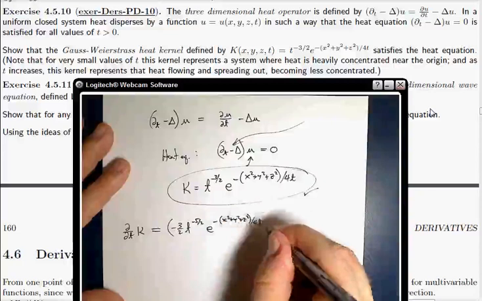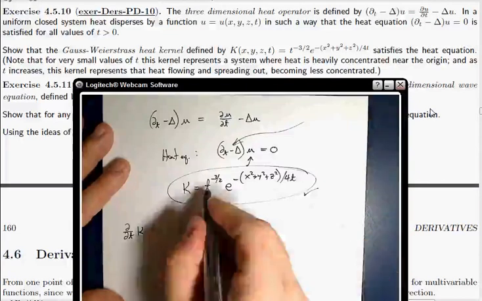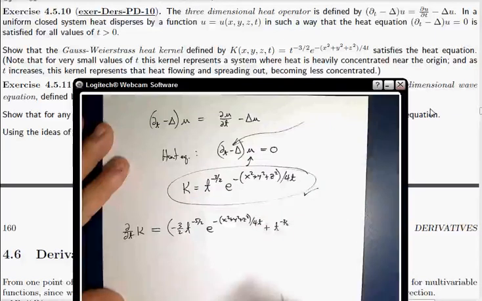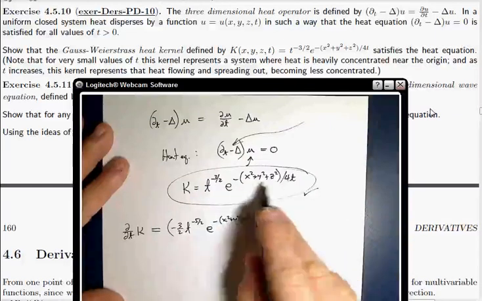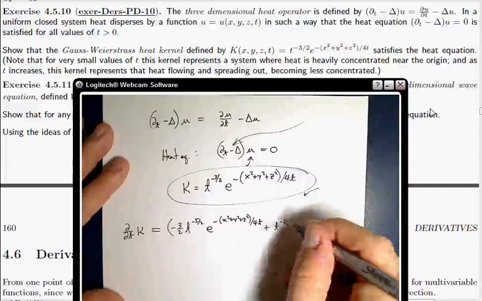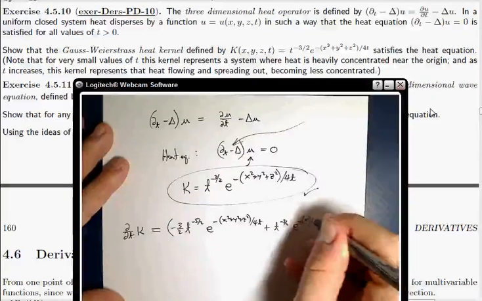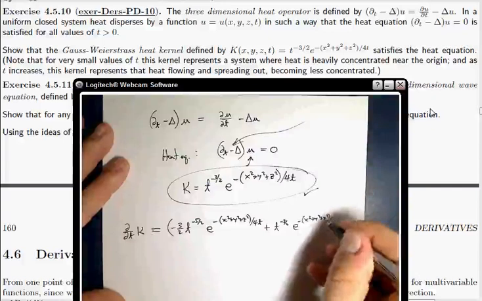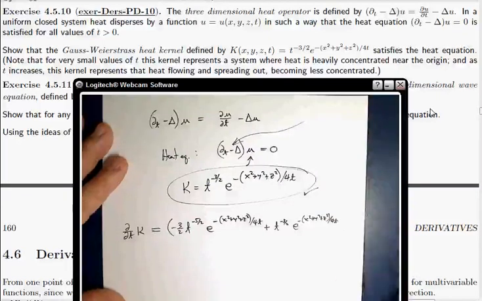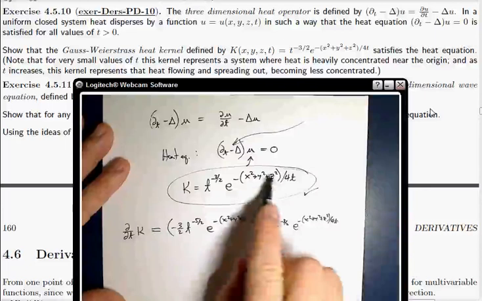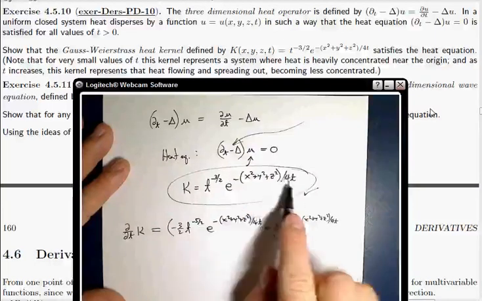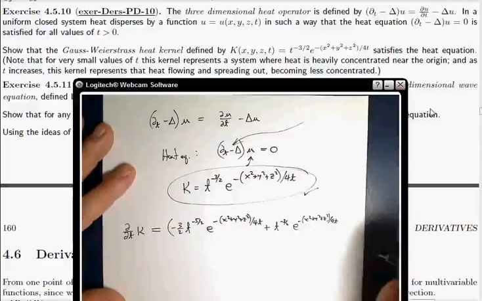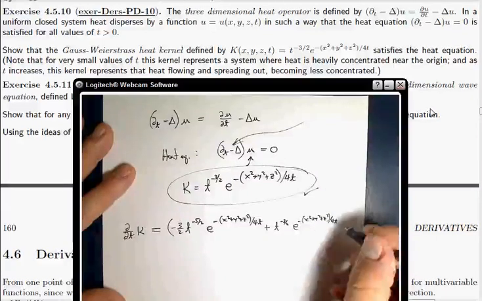And then I have to add the original factor, t to the negative 3/2, times, now I've got to take the derivative of this with respect to t, which of course is itself, and now I've got to multiply by the derivative of all of this exponent with respect to t, and let's see here, that's going to be... I kind of ran out of space here.